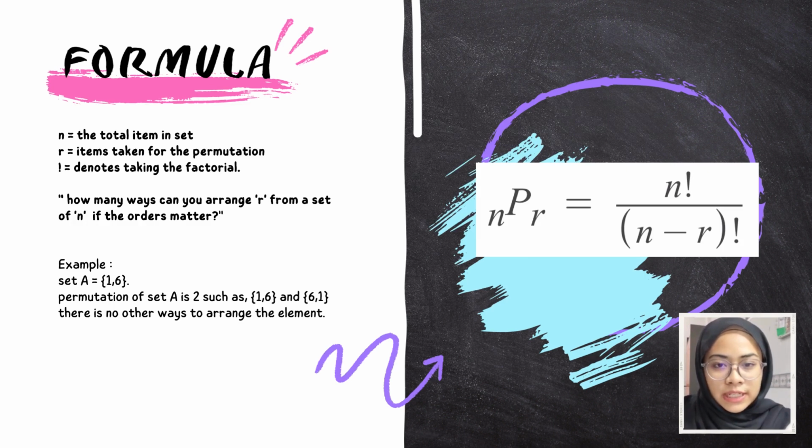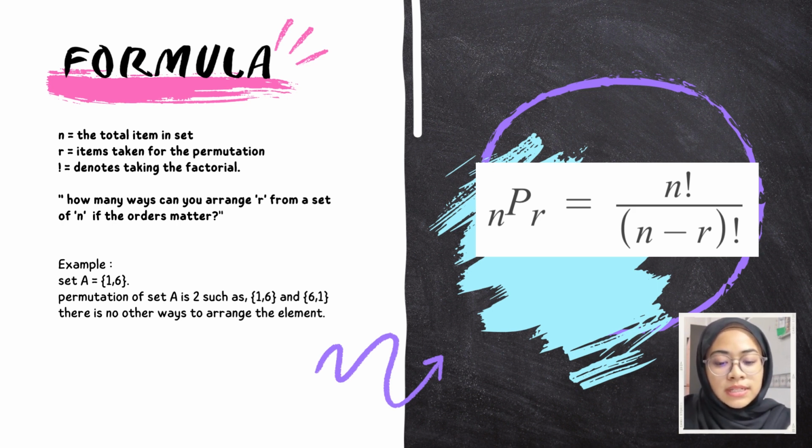Based on the formula given in the slide, N refers to the total items in the set, R refers to the items taken for the permutation, and the exclamation mark denotes taking the factorial. The generalized expression of the formula is how many ways can you arrange R from a set of N if the order matters. For example here, set A consists of 6 and 1. The permutation of set A is 2, which is 6 1 and 1 6, because there is no other way to arrange the elements unless they provide more than 2 numbers or elements.